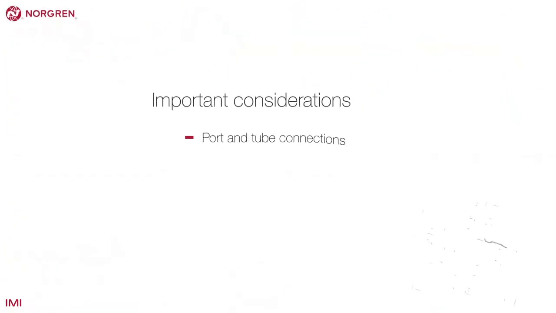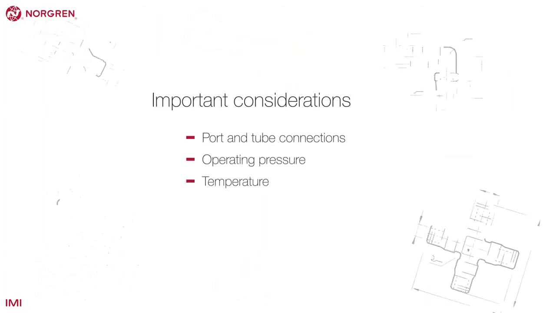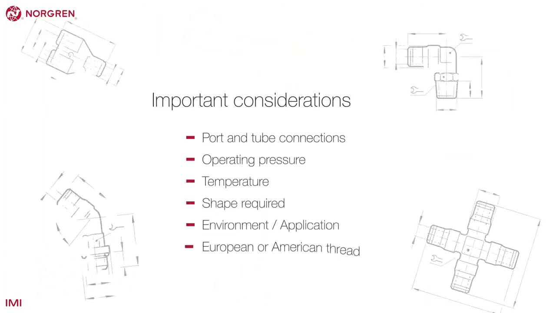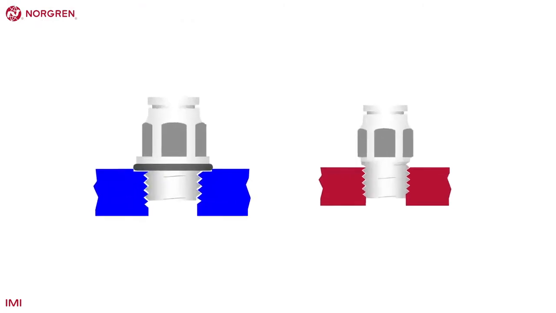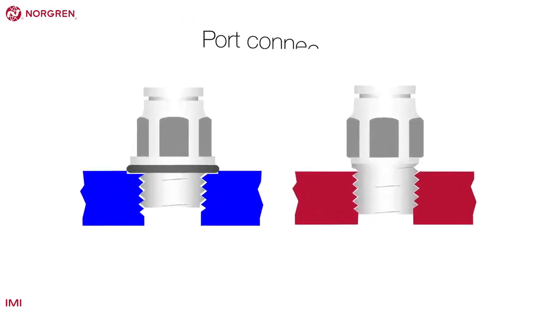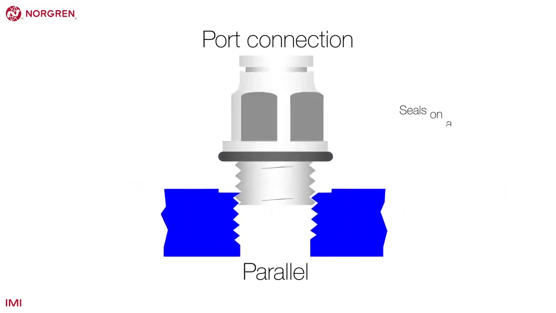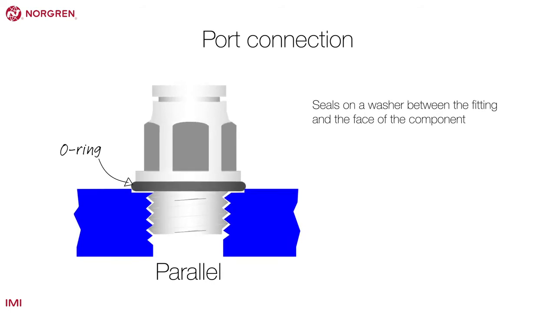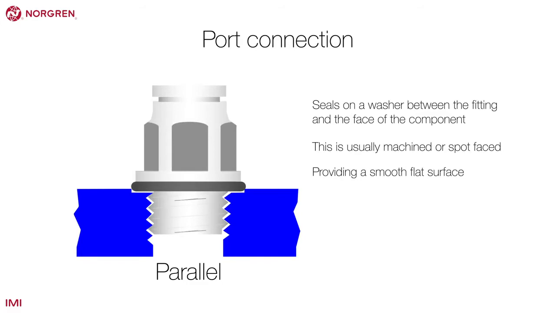The port and tube connections, the operating pressure and temperature, the shape required, and whether it is European or American thread are all important considerations. Let's take a closer look at a couple of these examples. The port connection can be parallel or taper thread. A parallel thread seals against an O-ring between the fitting and the face of the component, which is usually machined or spot-faced, providing a smooth, flat surface. Parallel threads can be inserted by hand and cannot damage the mating part.